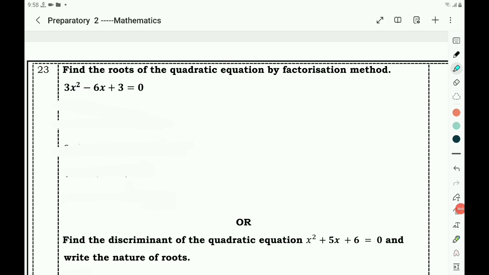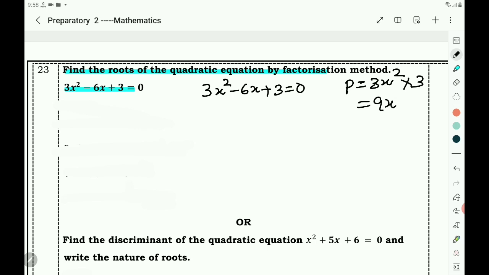Question number 23. Find the roots of the quadratic equation by factorization method. The given quadratic equation is 3x square minus 6x plus 3 equals 0. Write down that equation here: 3x square minus 6x plus 3 equals 0. Here we have to take the sum and product. Product is 3x square into 3, which equals 9x square. And sum is the middle term, which is minus 6x.